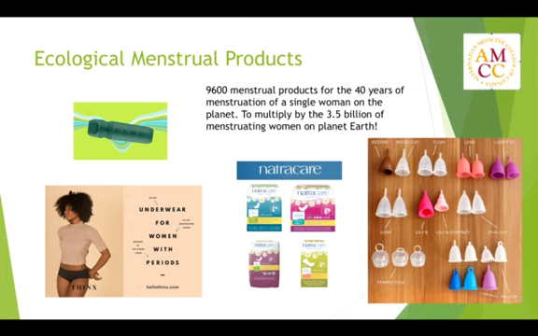So this is just a little statistic. For the 40 years of menstruation of a single woman on the planet in her lifetime, she will use about 9,600 menstrual products. So if you multiply that by the 3.5 billion menstruating women on Earth, that's a lot of menstrual products. Most of them are bleached and contain dioxin, and they are not properly recycled.